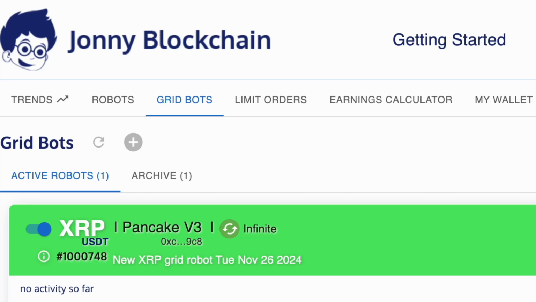So is my grid bot working? Well, we had a support ticket from this user who said that there was a problem with his grid bot and it's not actually trading. So let's go and have a look at the settings.